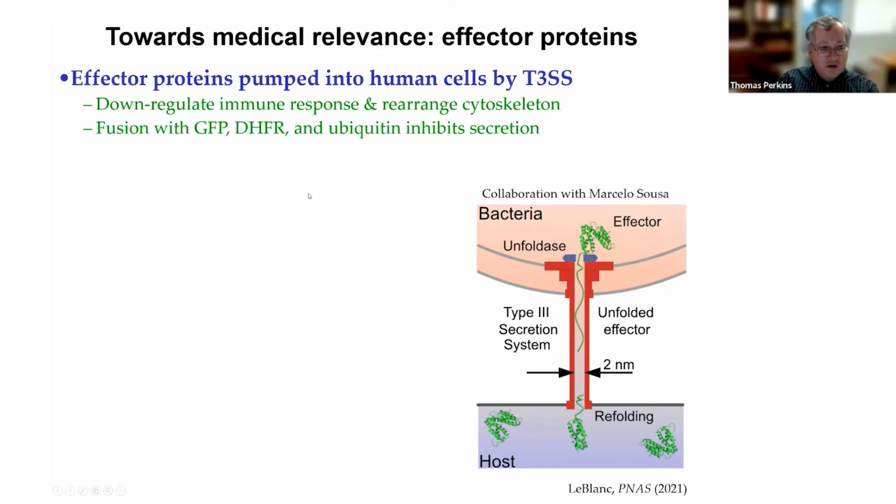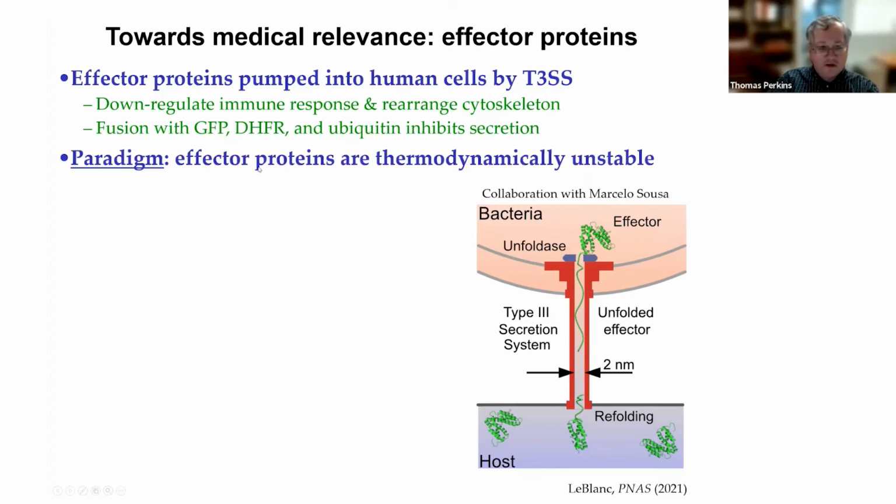And so an important factoid is that when we look at GFP or DHFR or ubiquitin, people have shown, not us, that when you take these proteins and you attach them to the effector proteins, they inhibit secretion. And so the paradigm for these types of proteins is that effector proteins are thermodynamically unstable.